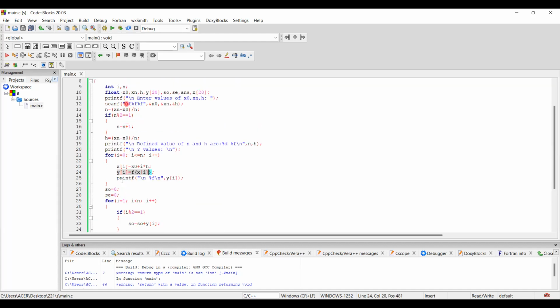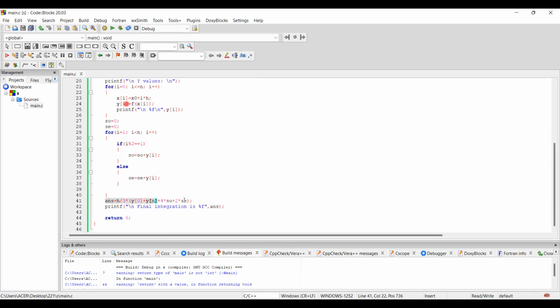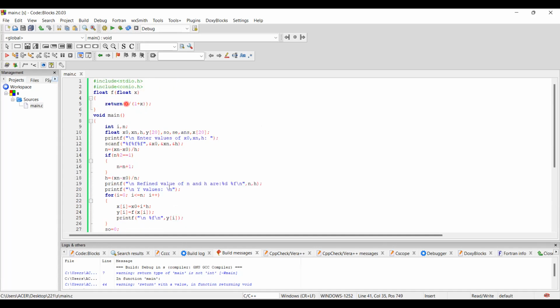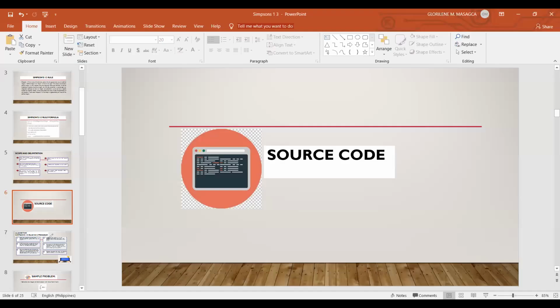And this is the formula for Simpson's one-third rule. So the final answer is defined here as answer, and s is equal to h over 3 times y0 plus yn plus 4 times so plus 2 times se. So let's try using this code.